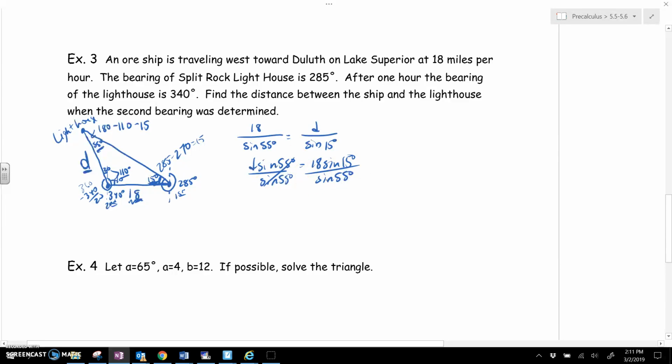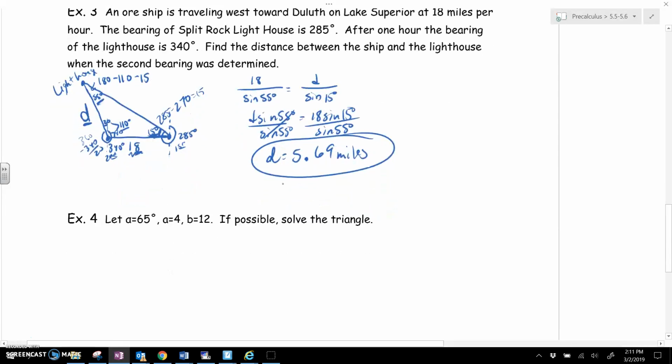Type that into my calculator. Again, don't forget to make sure it's in degree mode, and I get that the distance from the second sighting to the lighthouse is 5.69 miles. So again, just a real world application of using the law of sines, and we're actually going to spend the day doing application stuff later this week.